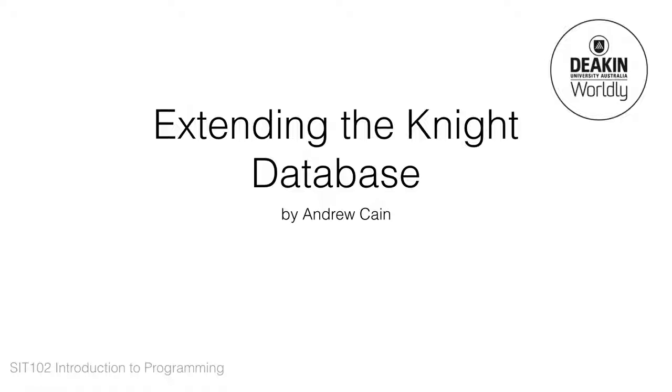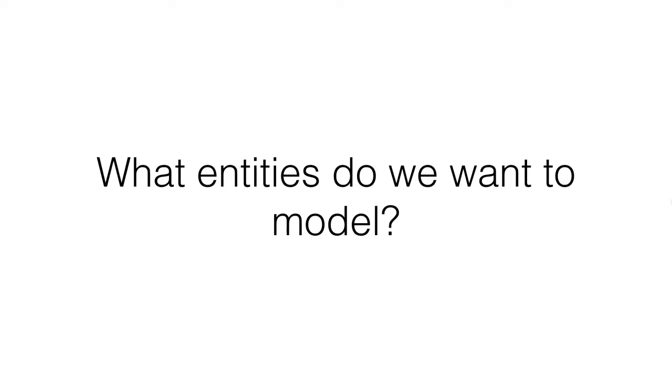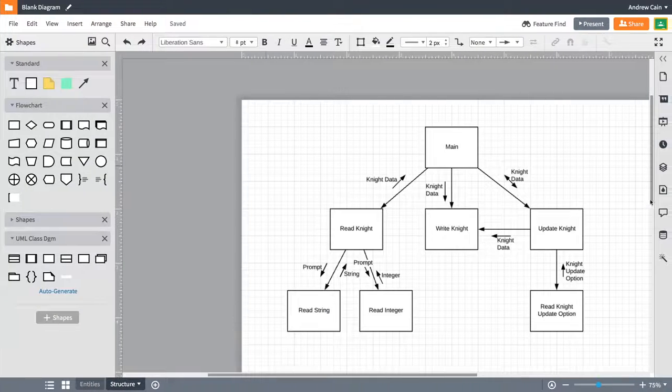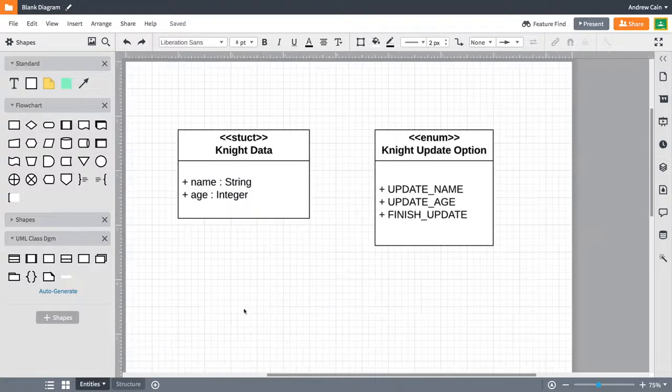Now let's look at extending our night database. So what are the entities that we want to model and how are they going to work? Well, as we know already, we have the night data and we have night update options. What I want to do now is extend my program a little bit more so that it's more a collection of nights. I have the night data, but I want something to manage that collection.